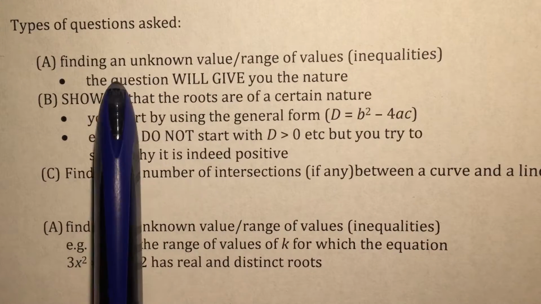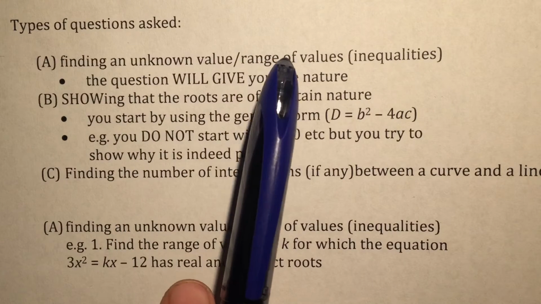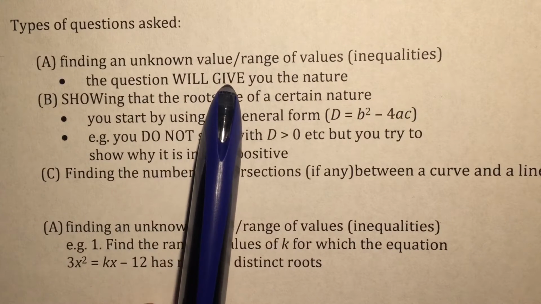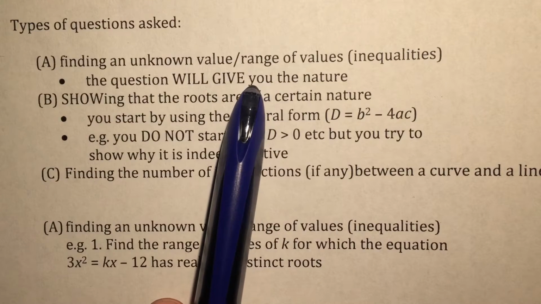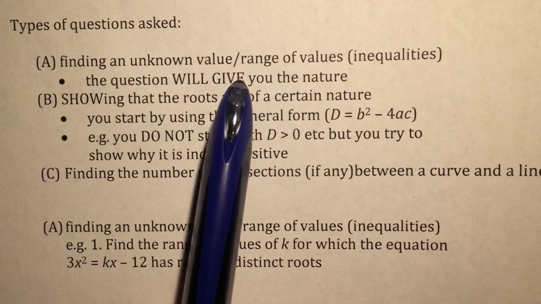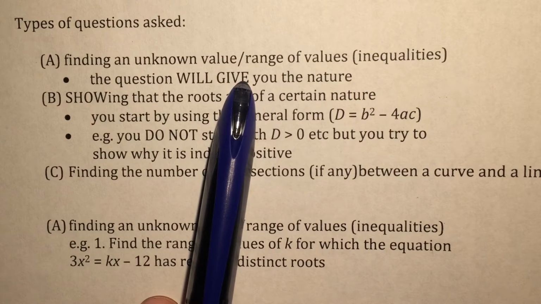And when they are asking you to find an unknown value or a range of values, they will give you the nature of the roots. So they will tell you at the beginning, you use that and you continue to find. So they will give you the nature. We will see this in a short while.